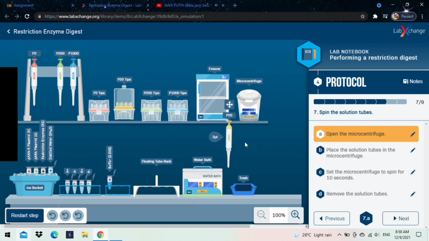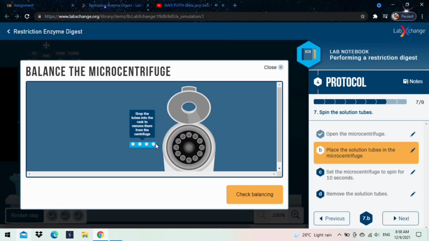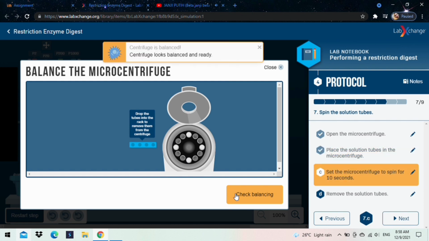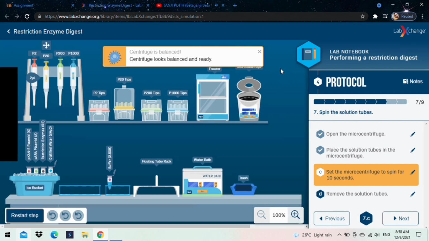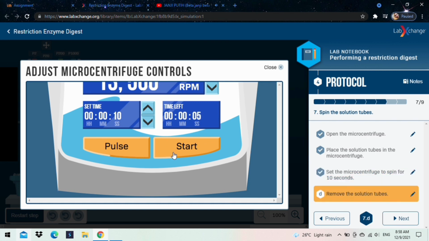After that, spin the solution tubes. Open the microcentrifuge. Place the solution tubes in the microcentrifuge and set the microcentrifuge to spin for 10 seconds. Remove the solution.